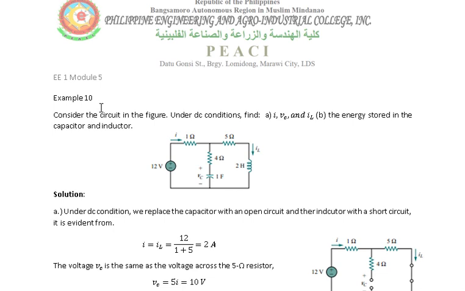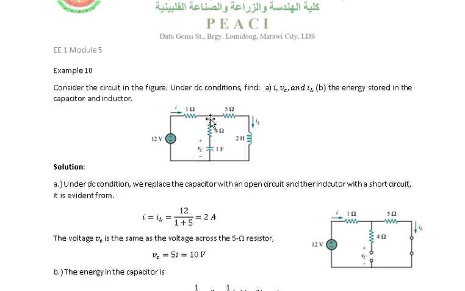So we have here example number 10. So we have considered the circuit in the figure here. Under a DC condition, find the I, the value of current, the value of voltage across the capacitor, and the value of current across the inductor. The energy stored in the capacitor.